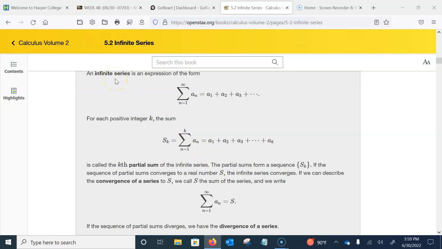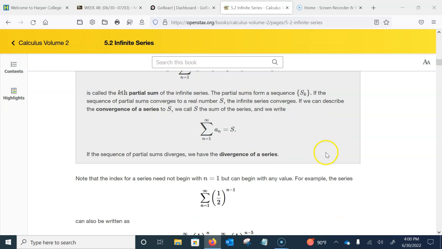Yes, an infinite series is a sum of an infinite number of terms of a sequence, and the partial sums are indicated by S sub k. And if there is a limit as k goes to infinity of the partial sums, we say the series converges. But of course, if there is not a limit, we say it diverges. So if the limit of the partial sums does not exist, then we say it is a divergent series. If the limit of the partial sums does exist, then we say the series converges.